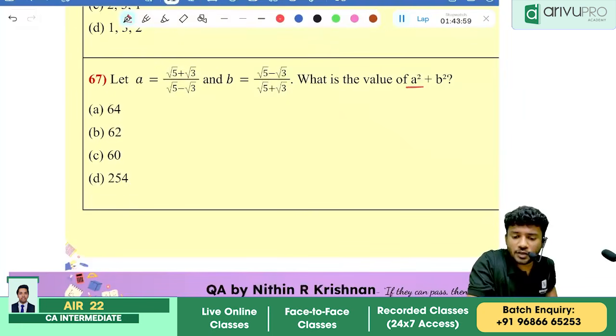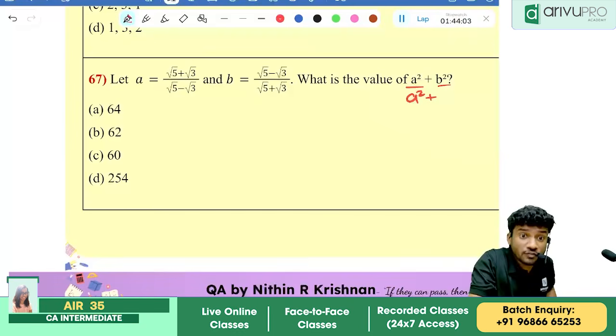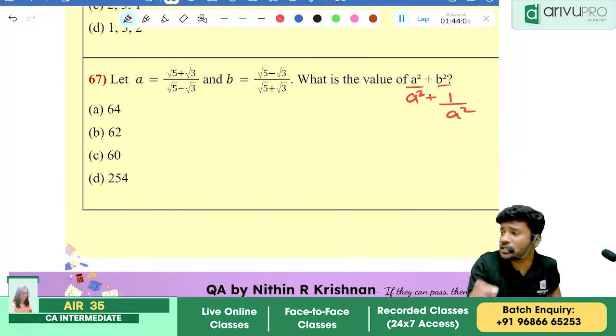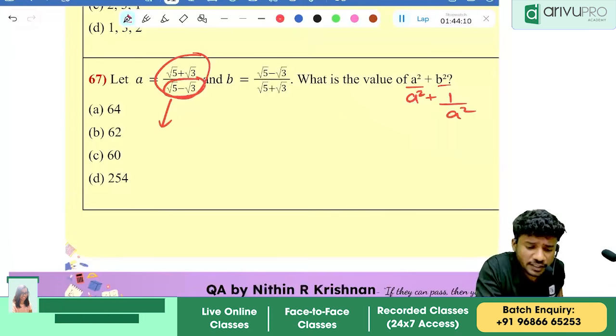The thing is a square plus b square. That means a square and b square are inverse to each other. We can write it as a square plus 1 by a square. First we will find a. How to find a? First we will find the denominator.